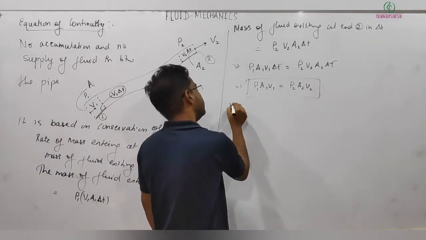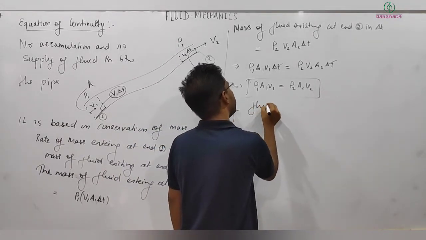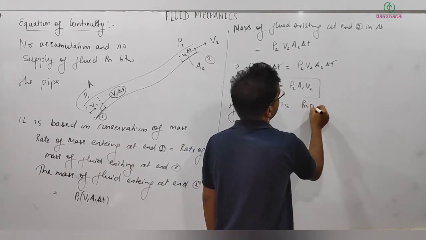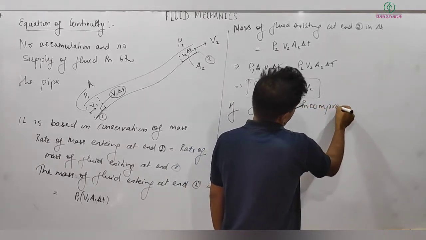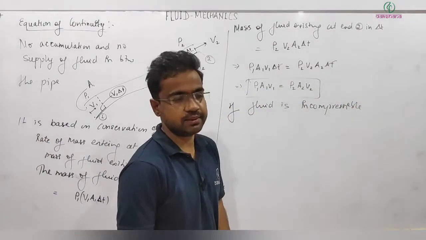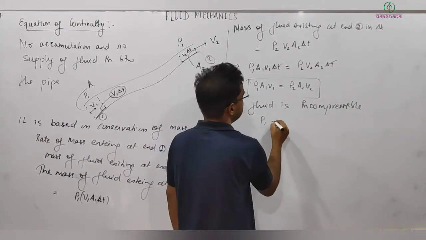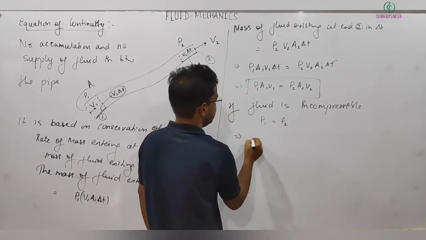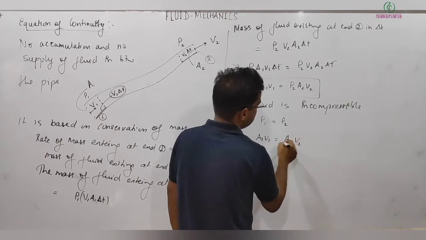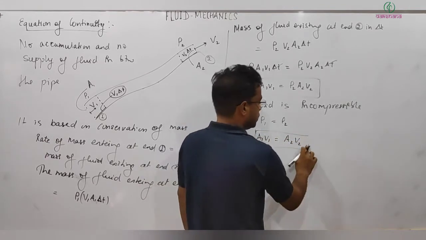And if the fluid is incompressible, which is what we mostly deal with, rho1 will be equal to rho2, and this implies a1 v1 equals a2 v2. This is also called the volume flow rate.